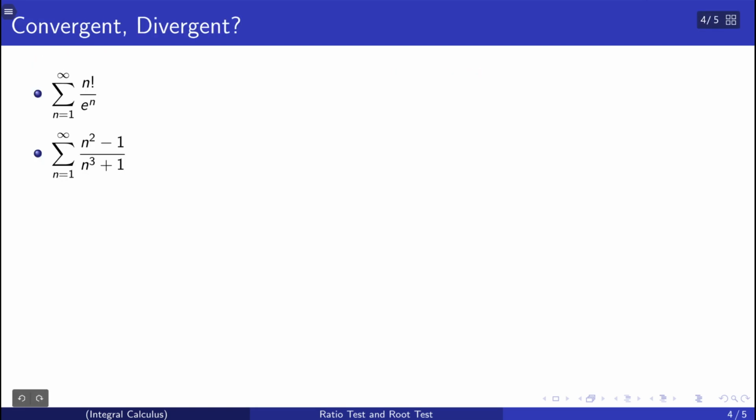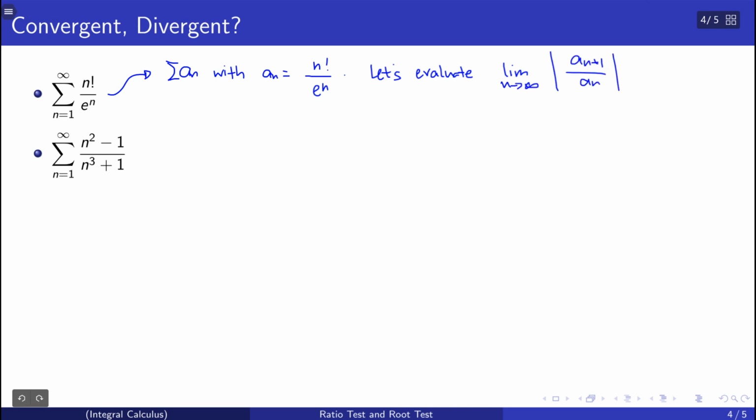So how about these ones? n factorial over e to the n. Also n squared minus 1 over n cubed plus 1. Okay, let's work on the first one here. This is the series sum of a sub n, where a sub n, the nth term, is n factorial over e to the n. So let's evaluate that limit, as n goes to infinity, of the absolute value of their ratio.